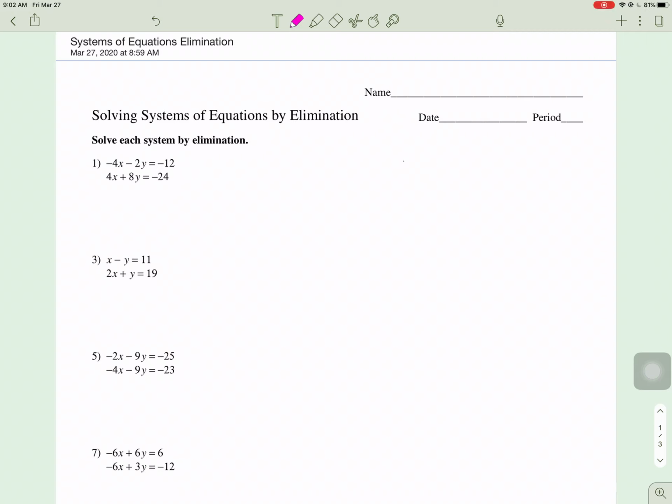So prior to this, we learned solving systems using substitution. And today we're going to learn a method called elimination. Now, elimination does exactly what it sounds like. It eliminates one of the variables in a way.